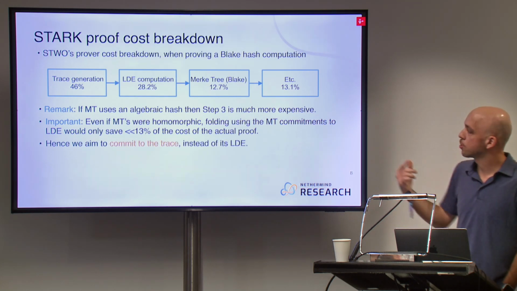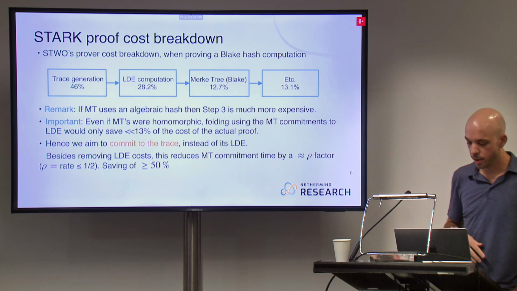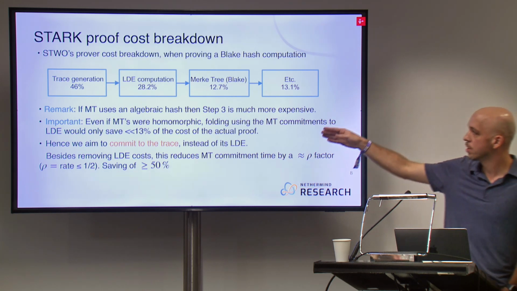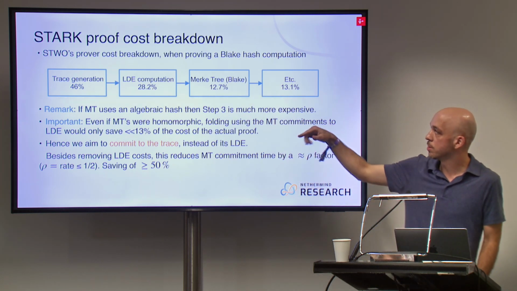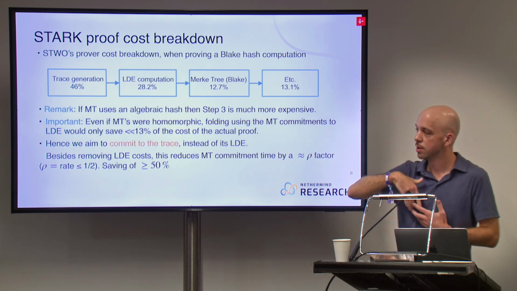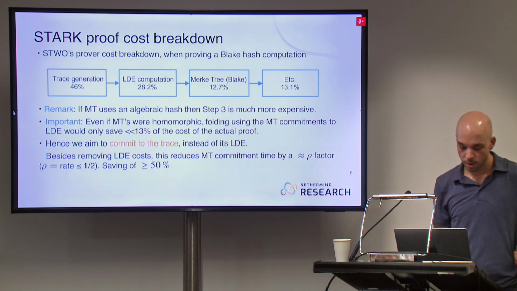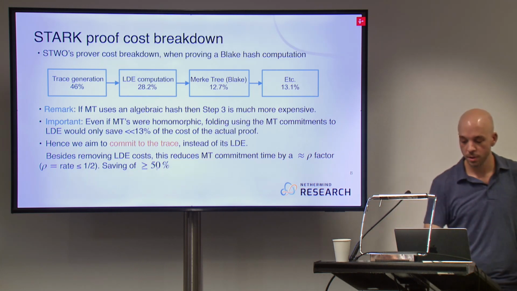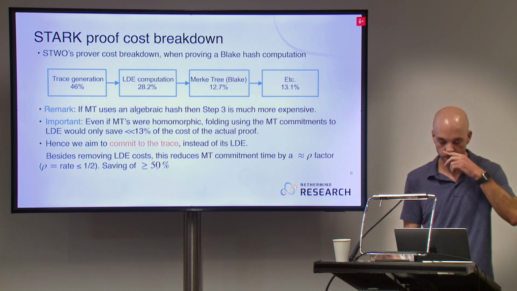So what we want to do is to commit to the trace. So we commit at the first step. And besides removing the cost of the second step, we are also reducing by a lot the cost of the Merkle tree commitment, because the Merkle tree you are committing to has a larger size than your original trace, because of the blow-up factor that appears in the low-degree extension computation. So the worst case for this saving is that you save 50% of the cost. But if your rate is lower, then you save even more.